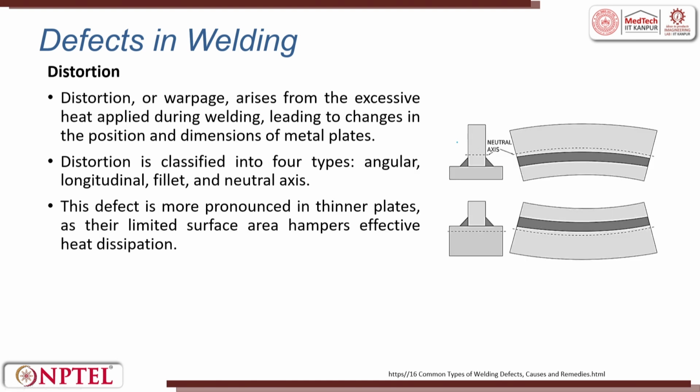Because of heat, there can be distortion. Distortion or warping arises from the excessive heat applied during the welding, leading to a change in the position and the dimension of the metal. So, how do you avoid it? You try to have a proper combination and apply proper process parameters. There can be four types of distortion: angular distortion, longitudinal, fillet and neutral axis.